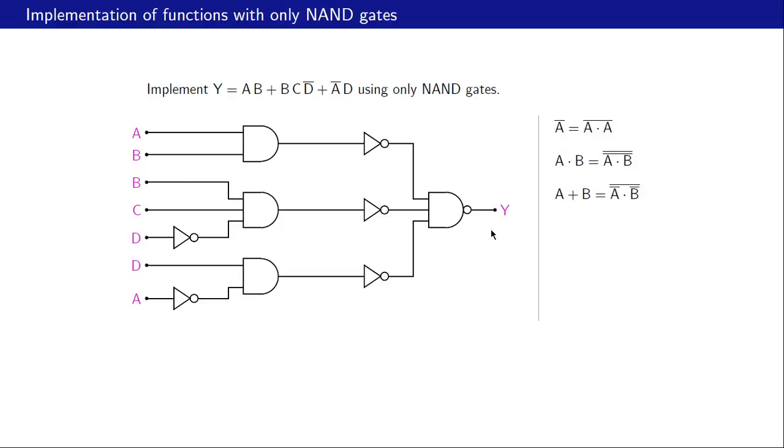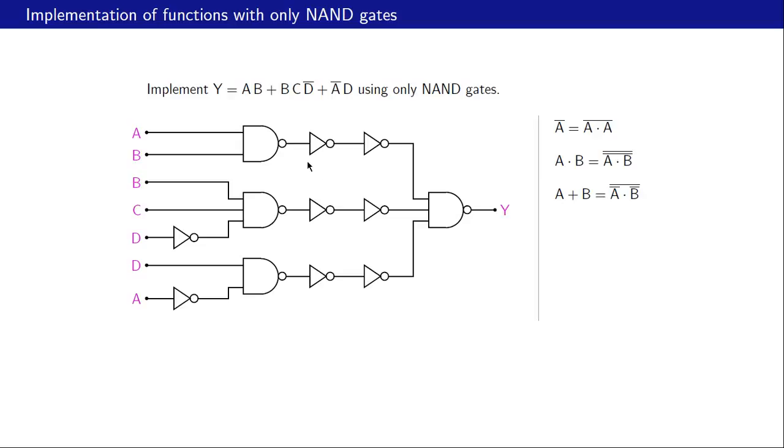In a similar manner, we can also replace these gates with NAND gates. For example, if we have this AND gate, it can be replaced with an AND gate followed by an inverter. And we can do the same with these two gates as well. So these three gates can be now replaced with an AND gate followed by an inverter, as shown over here.